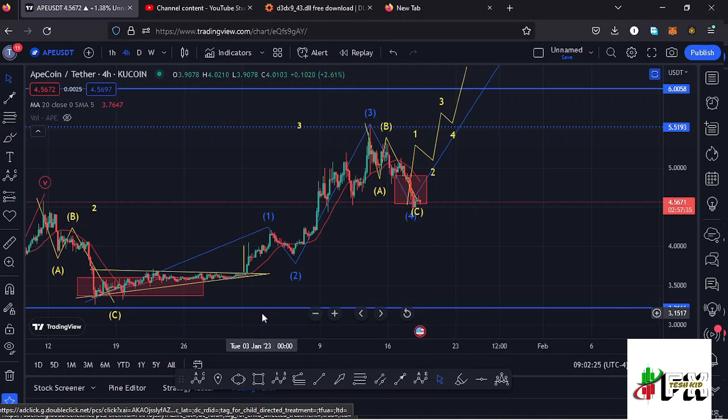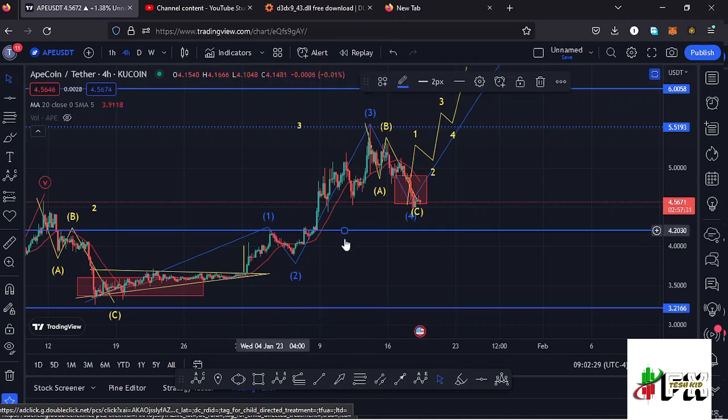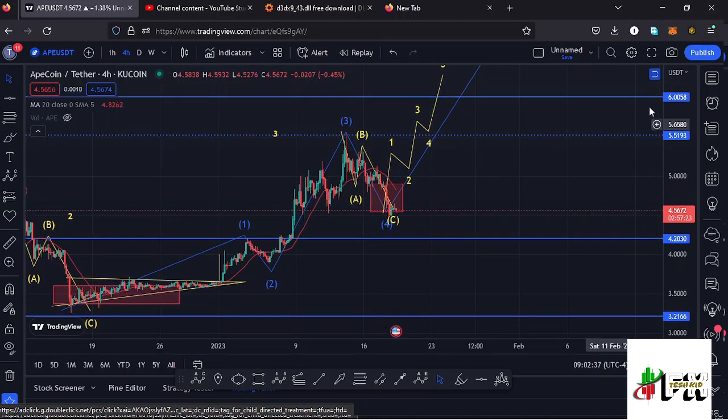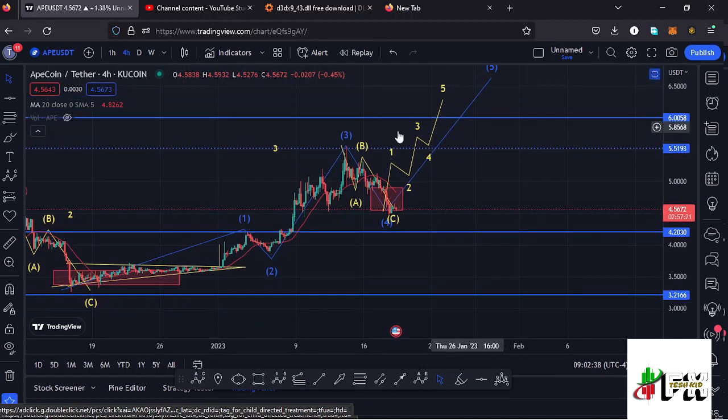I can mark an invalidation point at the wave 1 high. In case we retrace into this wave 1 high, then there are chances of having an invalidation of this additive structure that I have right here. But for now, let's be patient and see how that plays out, and I'll keep you updated on how apecoin continues to unfold.